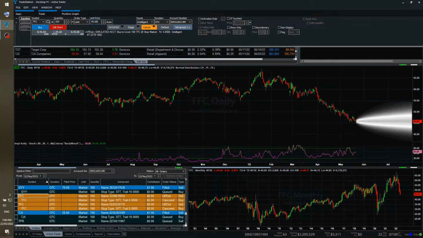$45.68, or if you want to be in the market immediately, you can use the order type market, which means we'll use the current price of the stock. And then after that, you should set the duration to good till cancel, which means the order will be in the queue and wait until we cancel it or until it is filled.